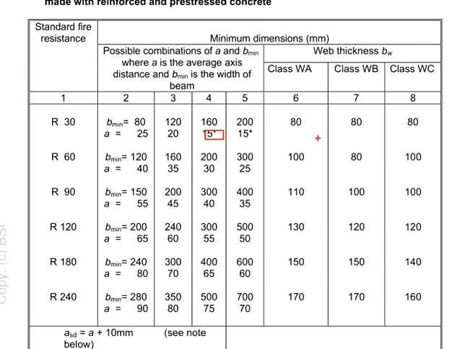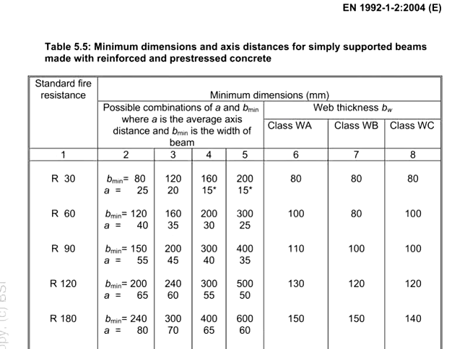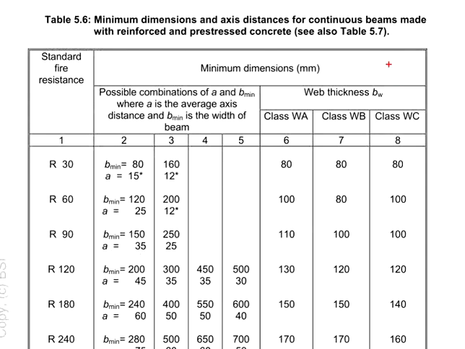The star here indicates that there is a high chance that for these sections, the axis distance will govern the thickness of the concrete cover. As for those without the star, the nominal cover will govern the thickness of the cover. Having this understood, let's say you are dealing with a simply supported beam, you may refer to table 5.5. And if you deal with the continuous beam, table 5.6 shall be referred to.